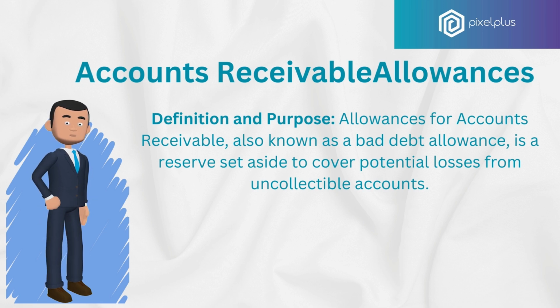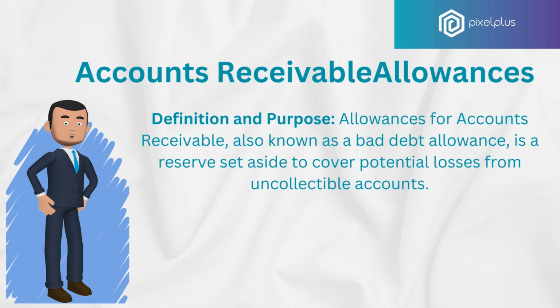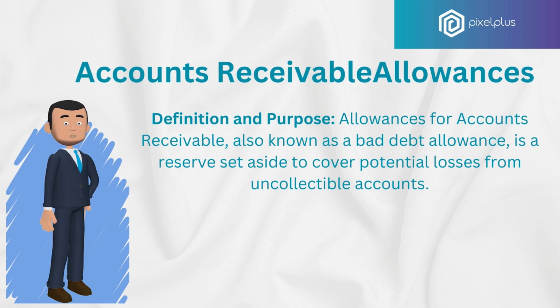Financial stability. By recognizing and planning for potential losses, the company can better manage its cash flow and maintain financial stability. This proactive approach helps in avoiding sudden financial strain caused by unexpected bad debts. In practice, companies estimate the allowance for doubtful accounts using methods such as the percentage of sales method or the aging of receivables method. These estimates are based on historical data, industry averages, and specific information about individual customers.